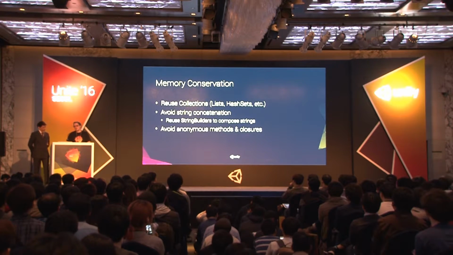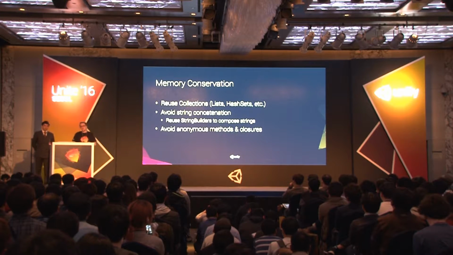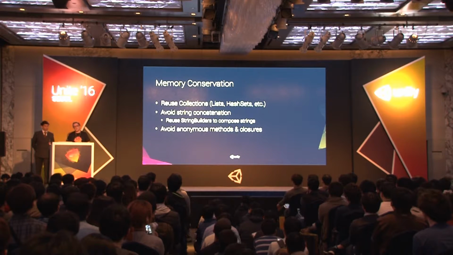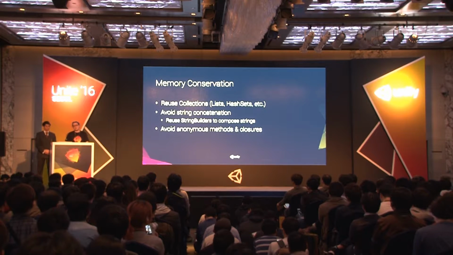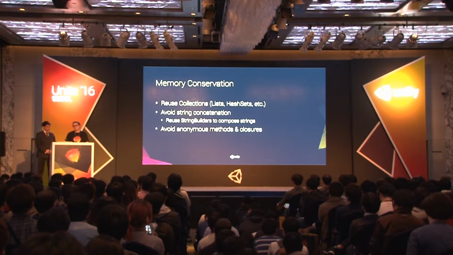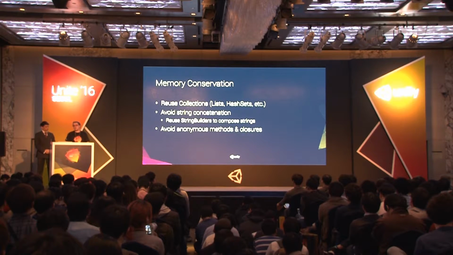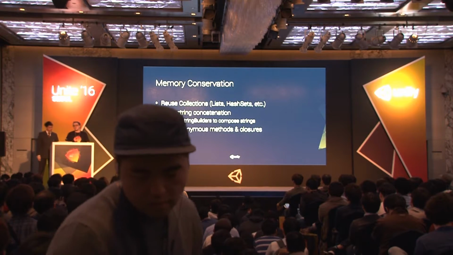That should help there. And then avoid anonymous methods and closures. They always allocate memory, and use them sparingly, as they can only be treated as reference types, and therefore are always allocated to the managed heap.